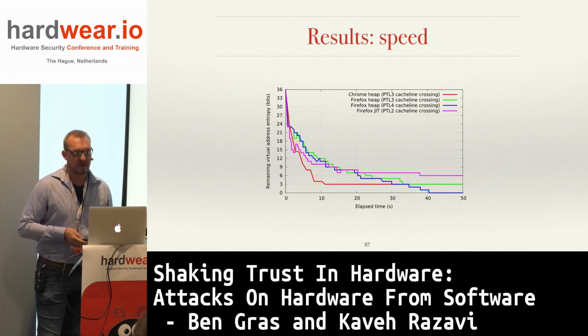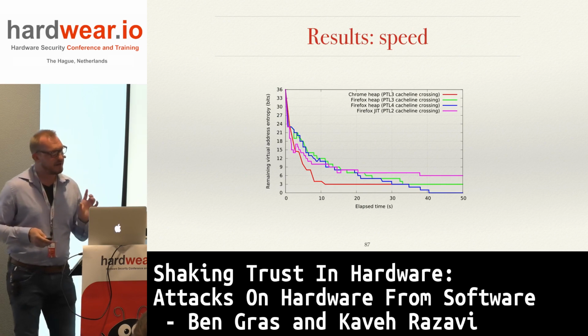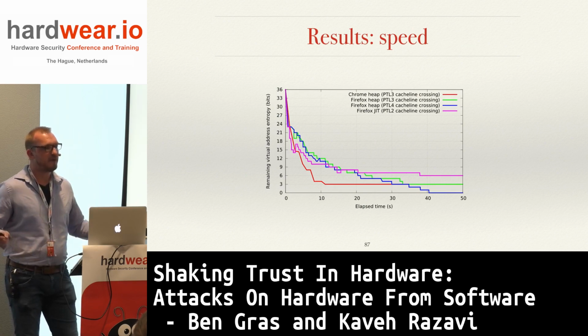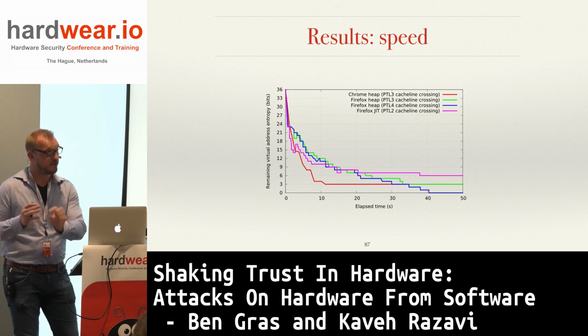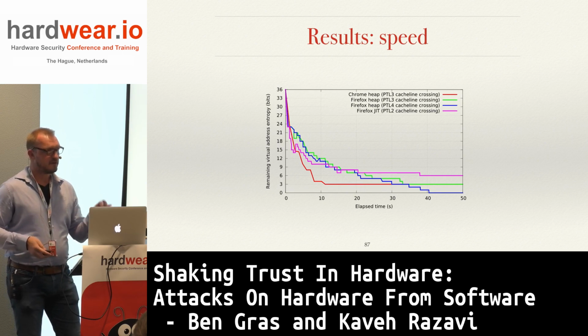How fast is this? It only takes a few seconds to get a huge amount of information of the address. Then it takes quite a few more seconds to make that solution unique. So it takes about 40 seconds for this to be a unique, high confidence solution in the virtual address.